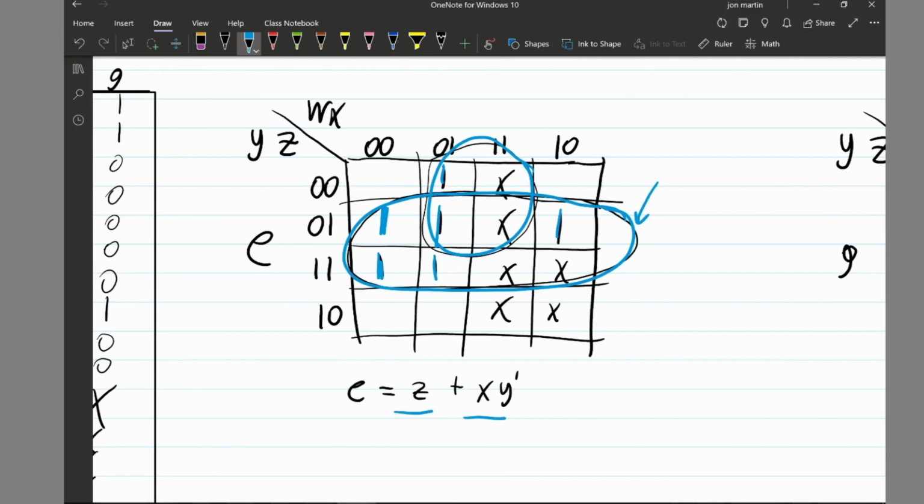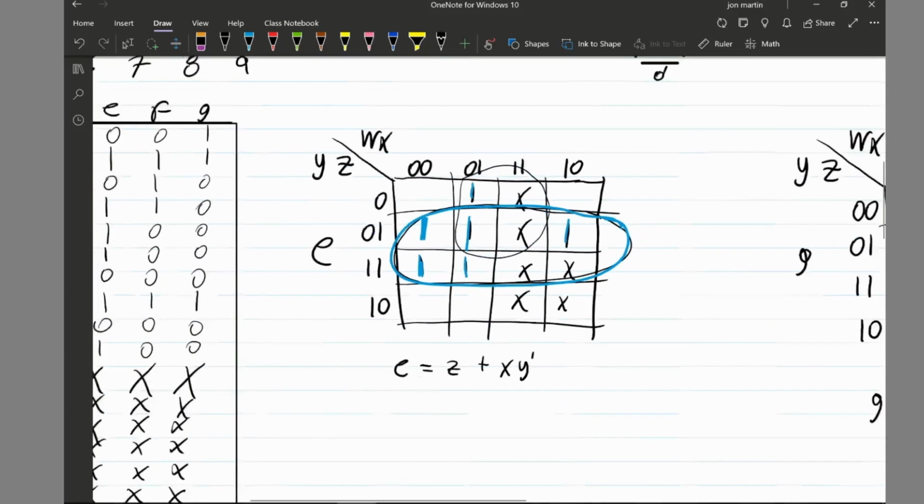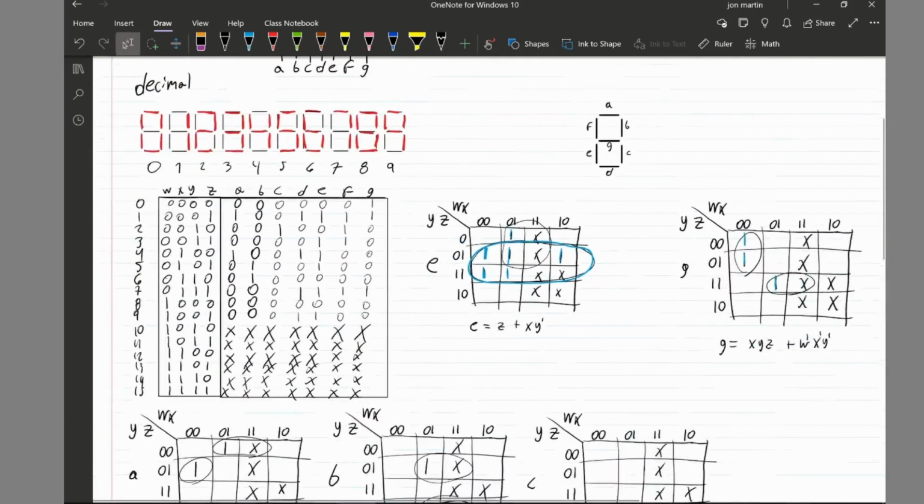We see that the W here changes, but then we see that the X stays the same. And then we also see that Y stays the same, stays at 0. And then we also see that X is 1 here in both cases. So then we simply call it X, Y not. Now let's just clean this up. So this is essentially how we do these Karnaugh maps.